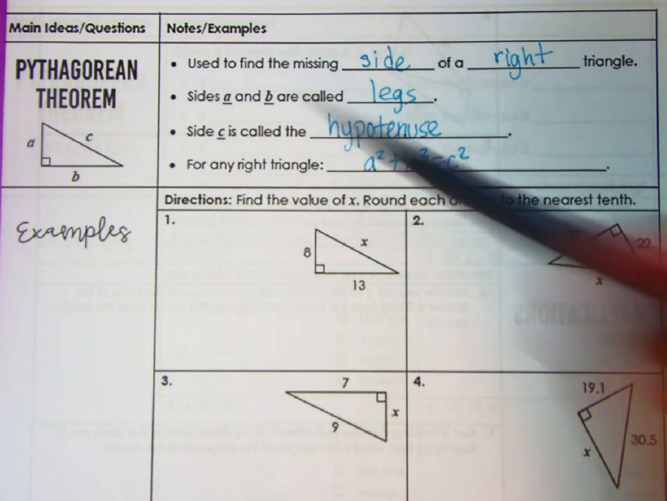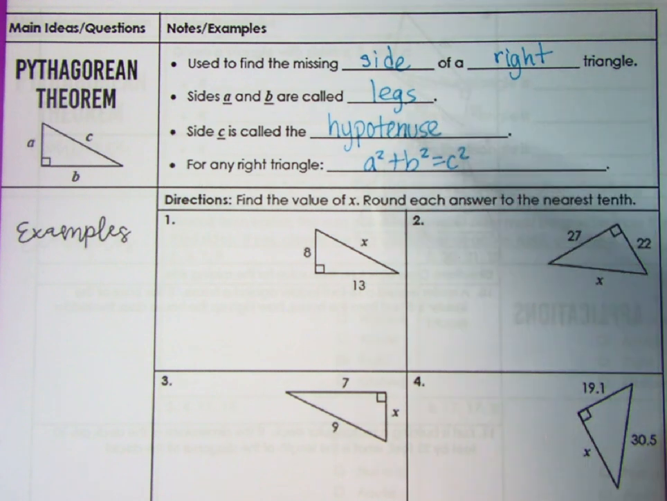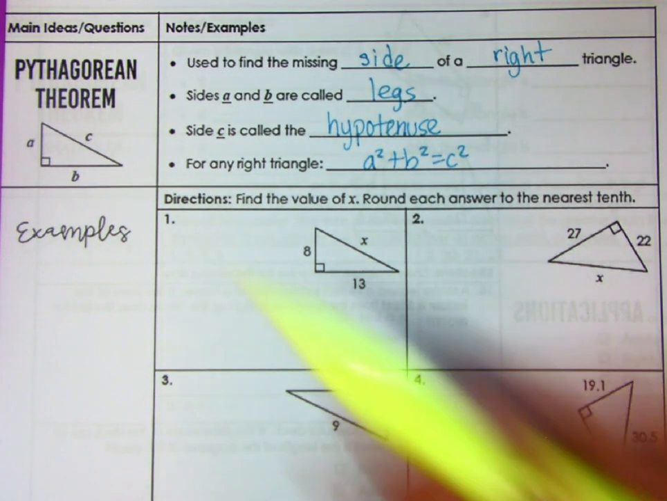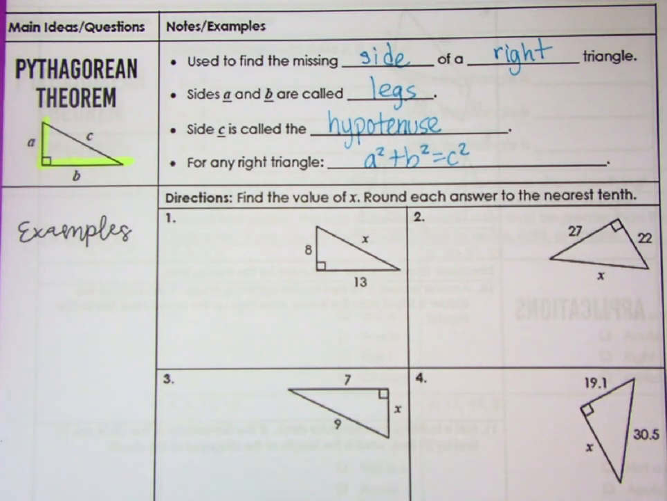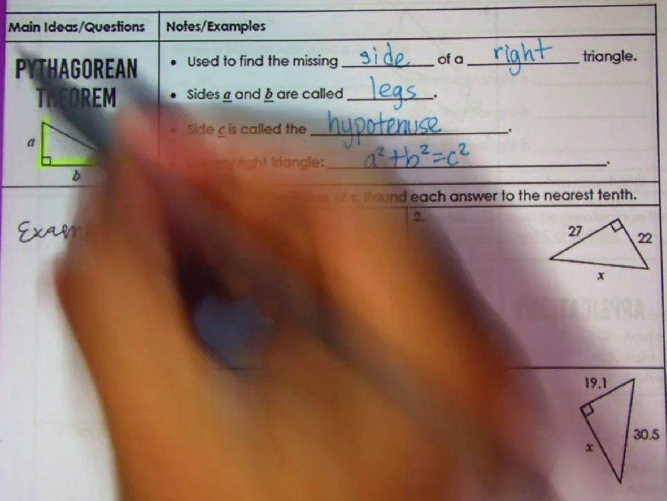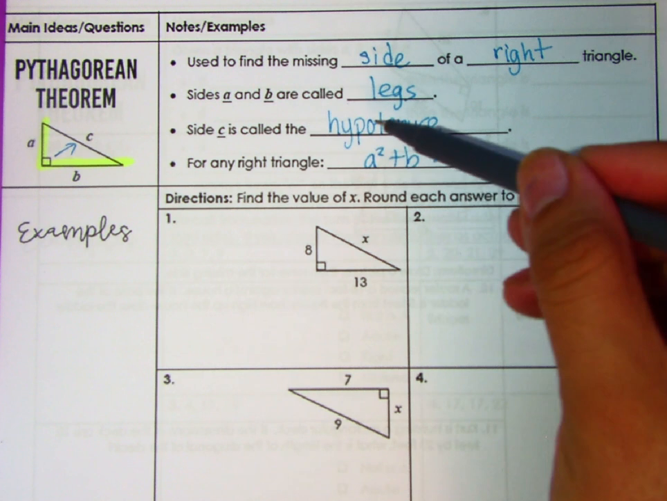The A and B in the formula are going to be representing the legs of the triangle, and I've been showing you in class to highlight where the L is created in that triangle, and those are your legs. The other side that's right across the 90-degree, that is the C value, and it's called the hypotenuse.